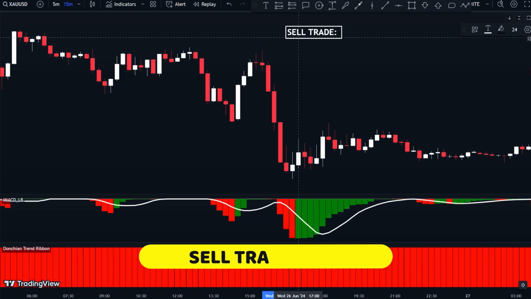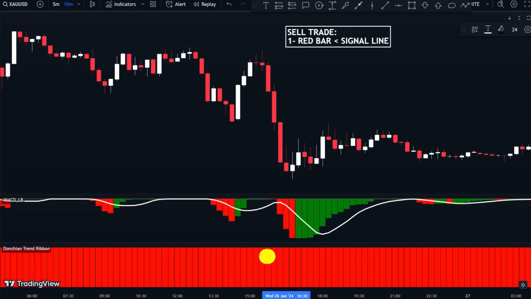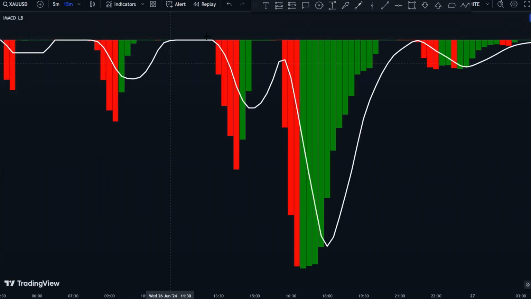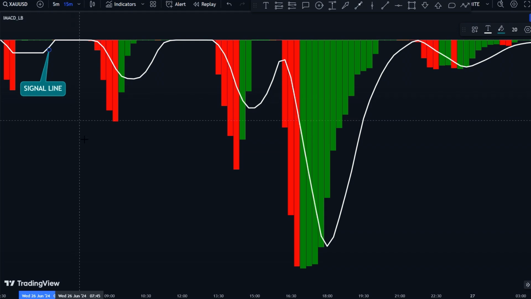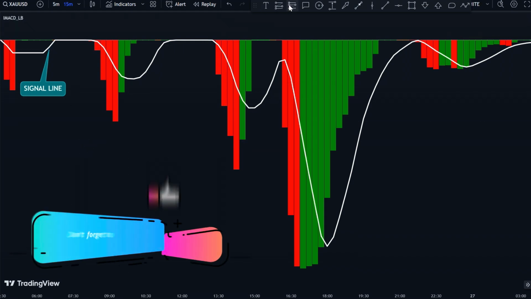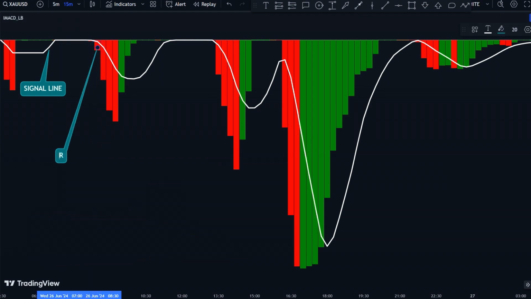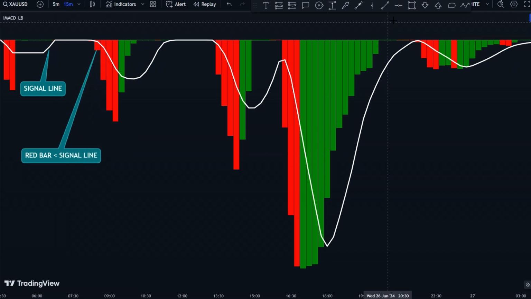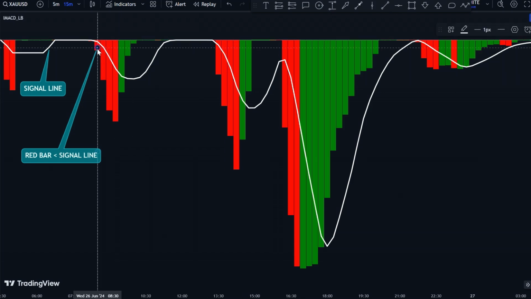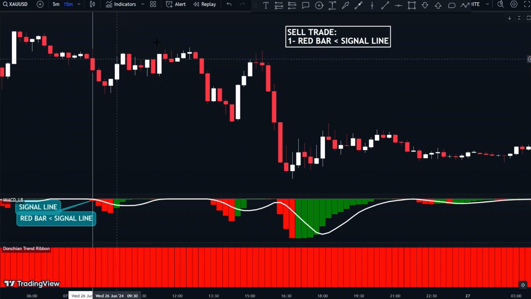Now let's talk about selling. The rules are pretty simple, just like the buying strategy. First, we'll look at the signal line of the Impulse MACD indicator, which is this white line here. Then we want to wait for a red bar to show up below the midline. That's this horizontal line here. The signal bar is the first bar that hangs out below the white signal line. When you see that, draw a vertical line to find the signal candle on the chart. Yep, that's the candle right here.